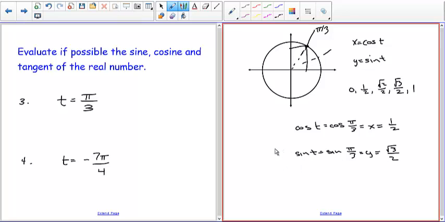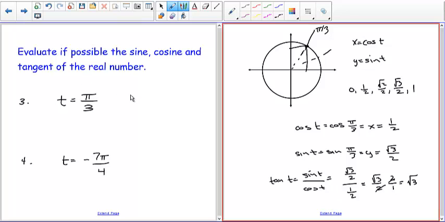Now, to find the tangent, it turns out the tangent is the sine divided by the cosine. So if we take the sine, which is the square root of 3 over 2, divided by the cosine, which is a half, we get that. And if you're dividing by a fraction, you take the reciprocal and multiply, so those cancel out, and you end up with the square root of 3.